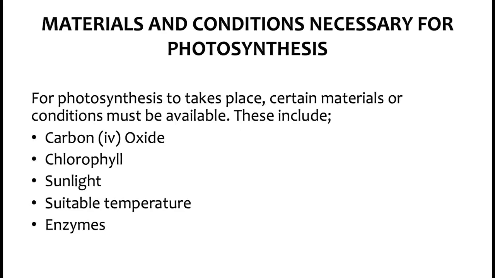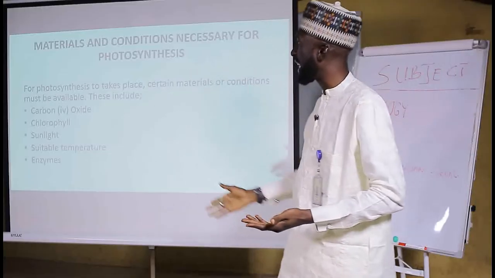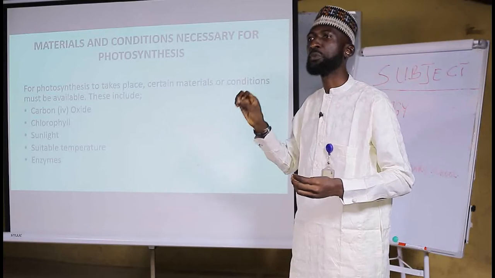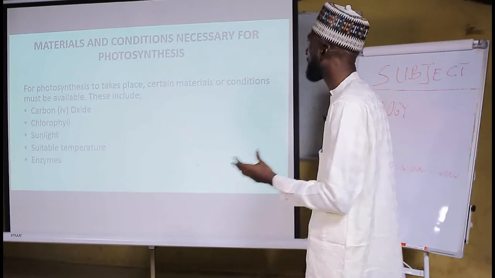We also have enzymes. And we all know that enzymes are organic catalysts that help to speed up the rate at which chemical reactions take place. Now, for photosynthesis to take place within the shortest possible time, it needs the presence of enzymes. These enzymes help to accelerate the rate at which photosynthesis takes place. So these are the materials and conditions that must be available for photosynthesis to take place.